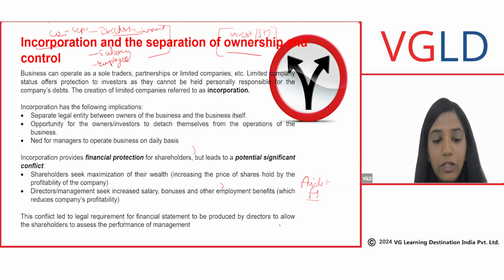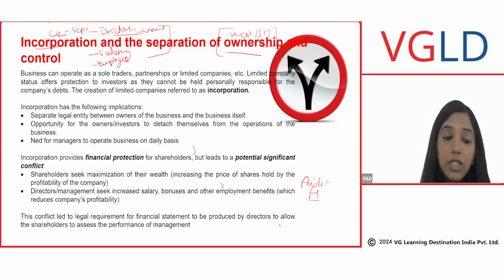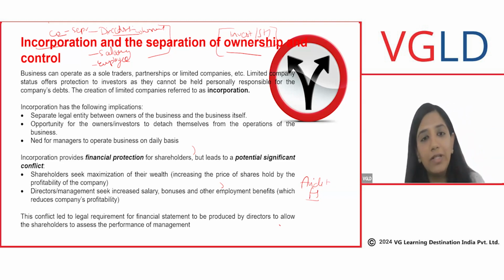This conflict led to legal requirements for financial statements to be produced by directors to allow the shareholders to assess the performance of management. So, when you conduct an audit, one thing that you check is that there are no personal expenses being booked in your cost side. Like, if I go and check the expense side of the P&L, I see that there are no bills of a personal expense nature taken up by the director, right?